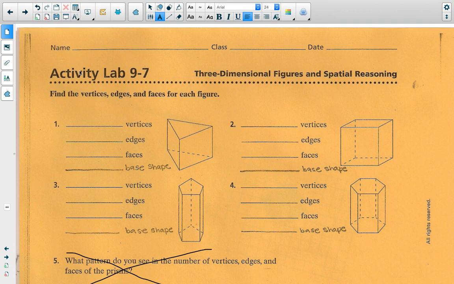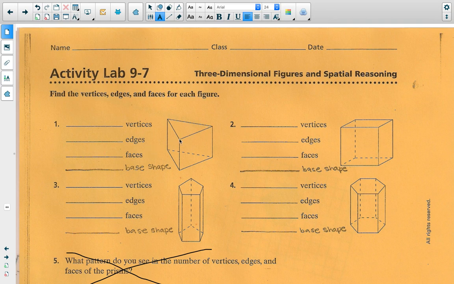When we have these, we count our edges, our faces, and talk about our base shapes. For this one, if I started from the beginning, my base is a triangle and a triangle with rectangles connecting them. So this would be a triangular prism. My base shape, I would put triangle.